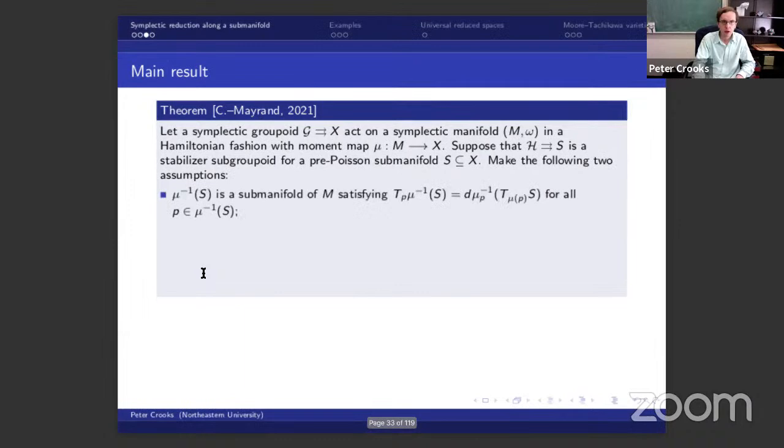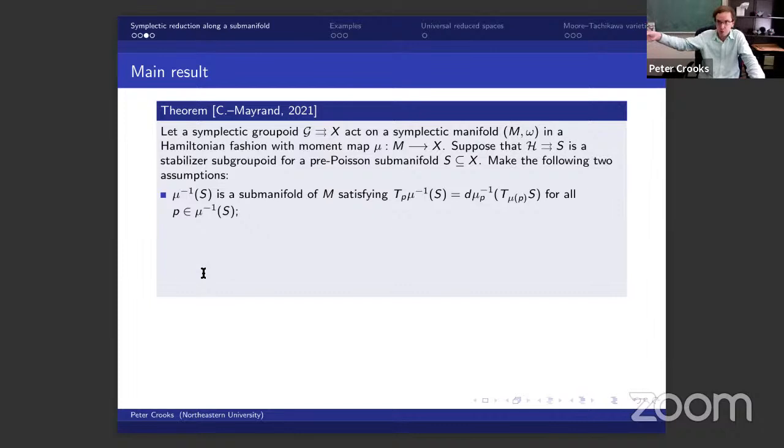First, we want the inverse image of S to be a submanifold. That is a sort of step zero for this construction to actually produce something reasonable in the end. But we also want to assume that its tangent spaces are given in the manner one would expect, namely the tangent space to a point in mu inverse of S is just going to be the inverse image of the tangent space of S under the differential of the moment map. So we want this to be true as well.